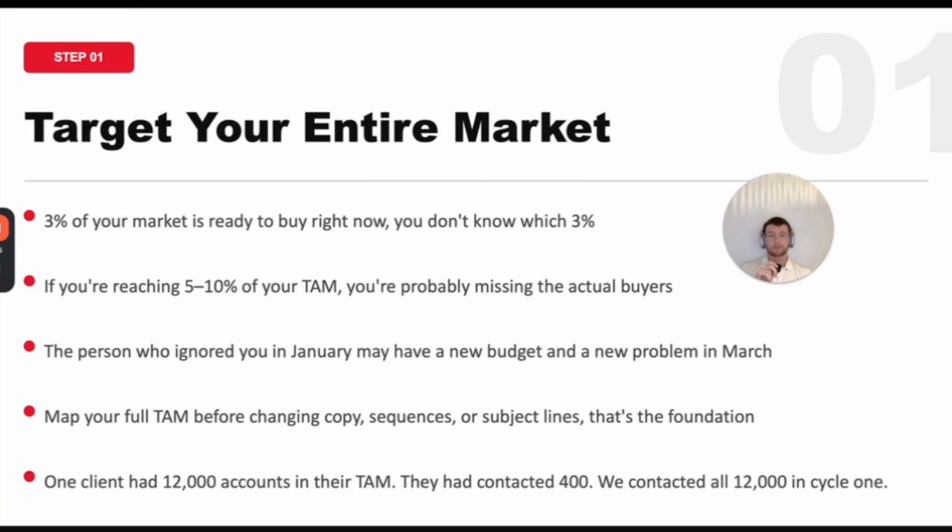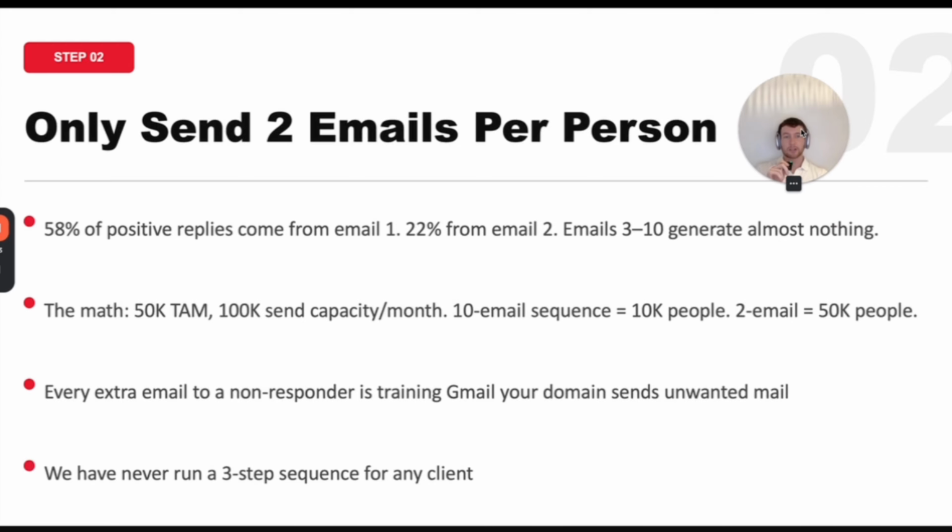They had contacted 400. So we contacted all 12,000 in cycle one. That was actually one vertical. We went after 5, so it's actually a total of 60,000 contacts that we went after. But that's in one cycle, rather than you going after 500 or 100 accounts every single day. You're only going to send 2 emails per person.